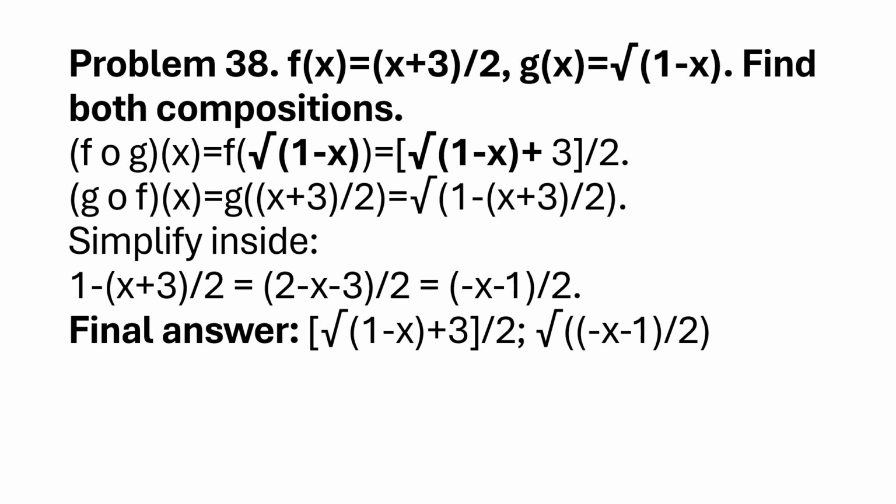For g composed with f, substitute the expression x plus 3 over 2 into g. Simplifying gives the square root of -x minus 1 divided by 2.